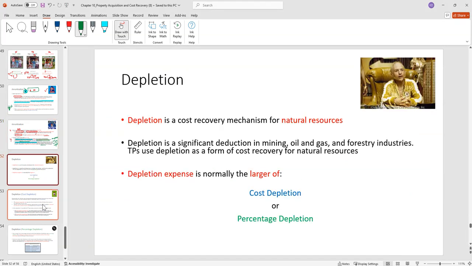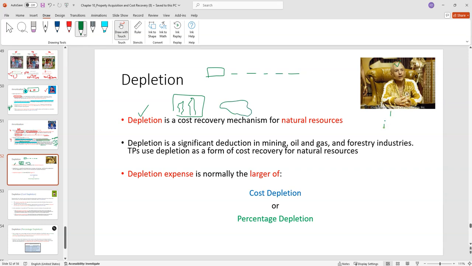All right, finally here, we're going to be looking at depletion. People often forget about this, but to simplify it, if you buy a building, for example, you do not get to immediately expense it. Instead, you have to depreciate it over time. Similar thing for natural resources. If you buy a Christmas tree farm, or an oil well or a gold mine.